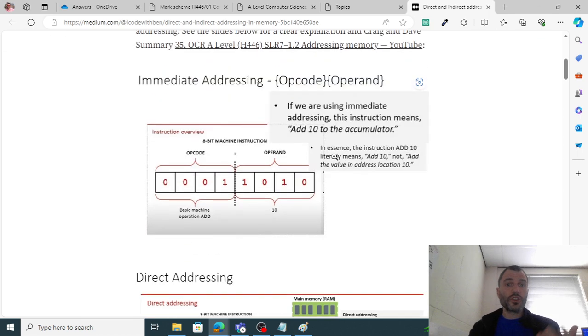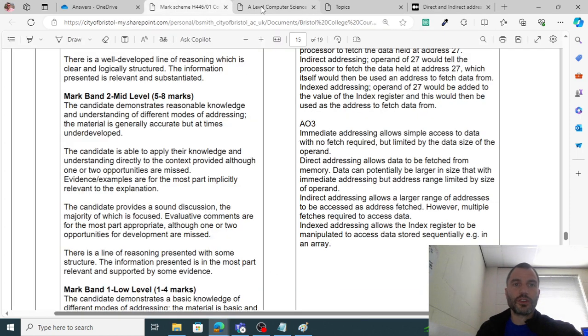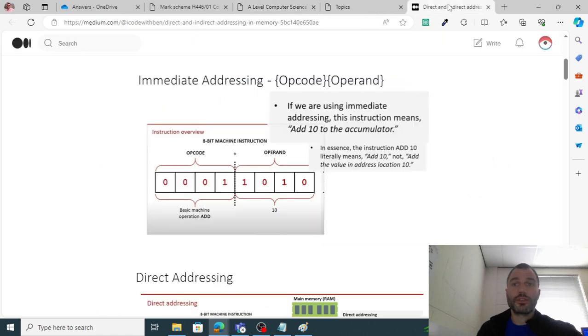So the first type of addressing is immediate addressing. That's where you have an 8-bit binary number. The first 4 bits is the opcode, so in machine code that could be add, subtract, whatever. And then you've got the operand, which is the number that you're going to be doing something with. In our case, in this exam question, the operand is 27. So in immediate addressing, we're using that actual number. Now, why is that good? Well, it's pretty fast. You can use that number, and you don't have to go and look in another place.